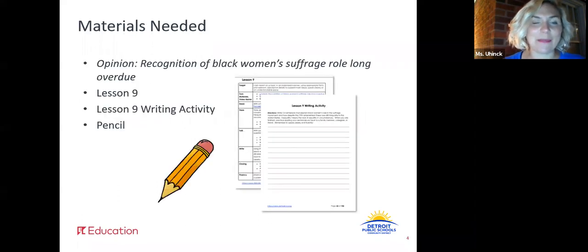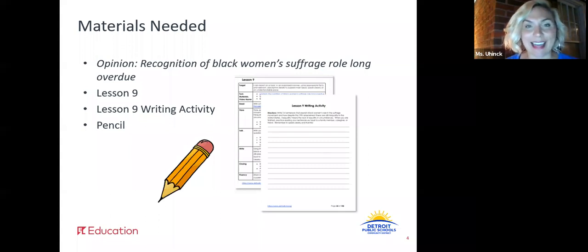All right, so materials we're going to need today. We'll need our text. We'll need our lesson 9 lesson planner, as you can see right here, and we'll need our lesson 9 writing activity. All of these materials you'll be able to find in your ELA packet. You're also going to need a sharpened pencil. Go ahead and pause this video and collect your materials.